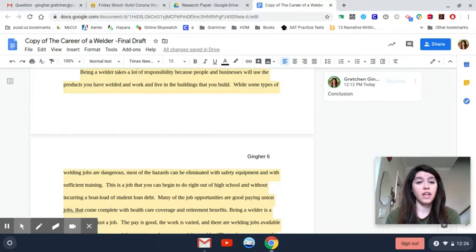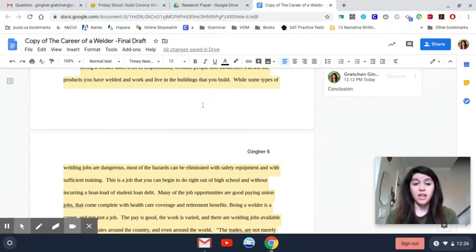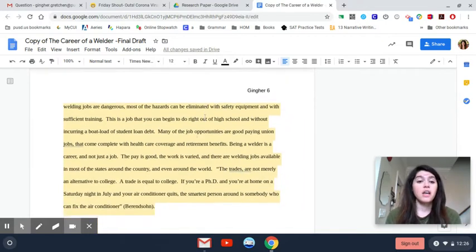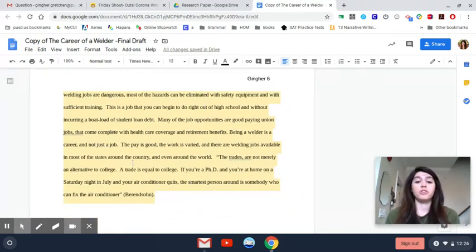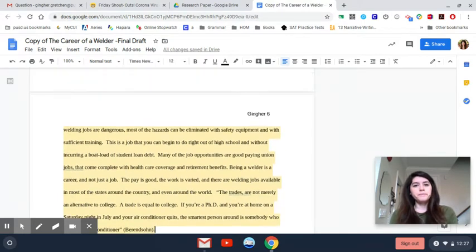Being a welder takes a lot of responsibility. This is where they're going through and rehashing everything they've said throughout their essay, explaining those job opportunities, quotes. As you can see, they're also putting a quote in here, and that's actually the last line of their paragraph: that trade is not merely an alternative to college, but trade can be equal to college. Sometimes the smartest person around is someone who can fix an air conditioner. Basically, they had a nice little quote at the end of their paragraph to end things off. So really take a look.